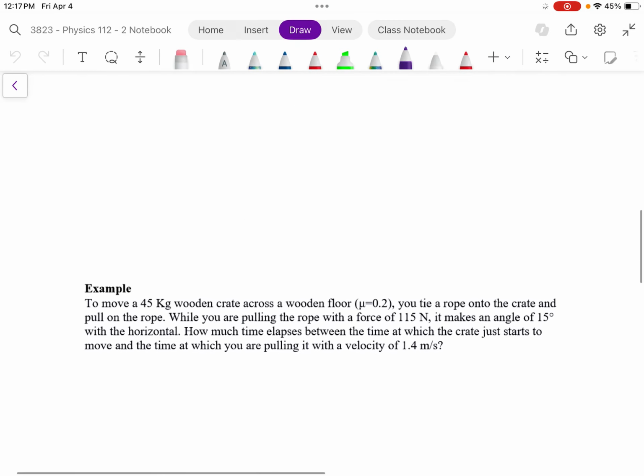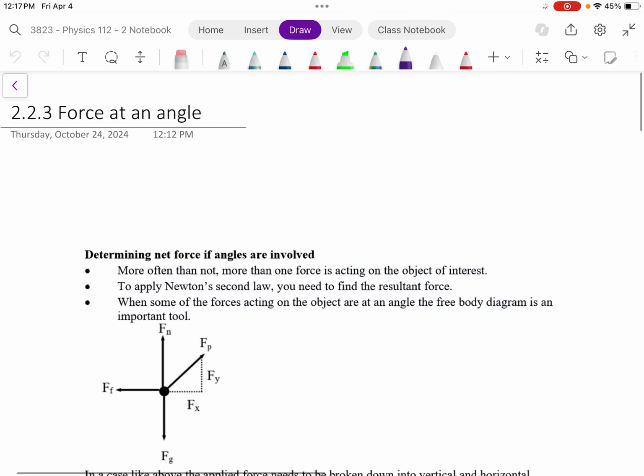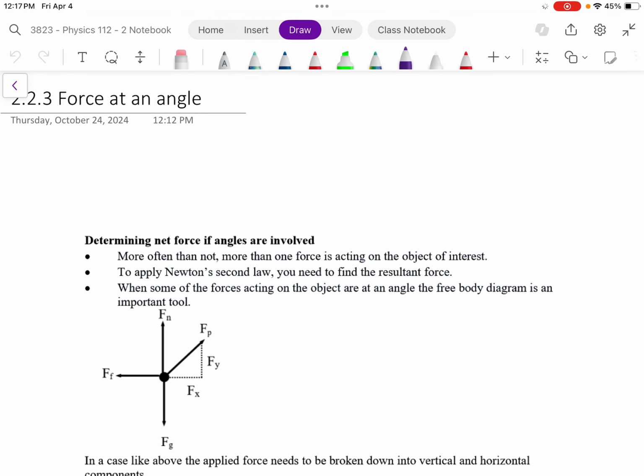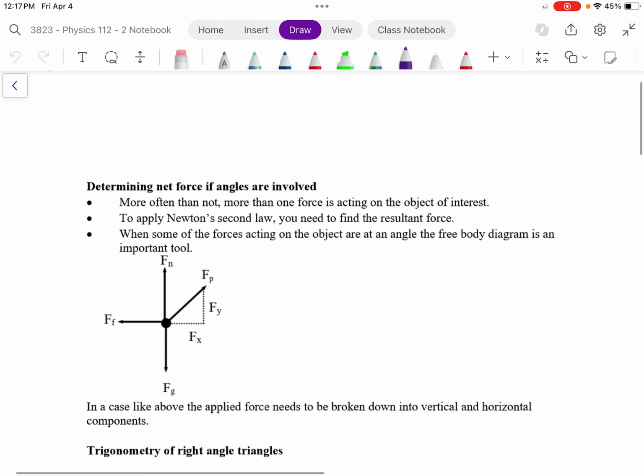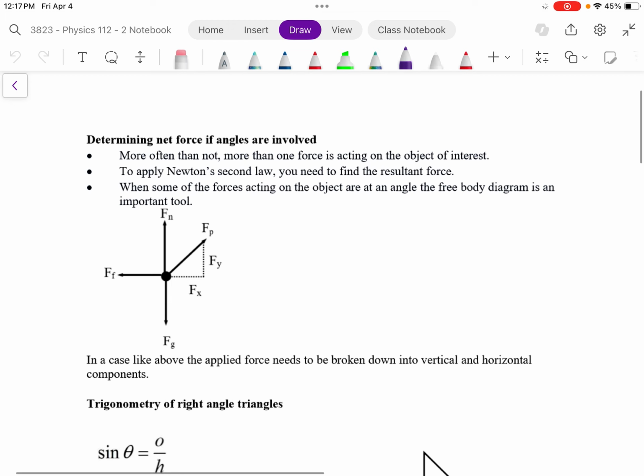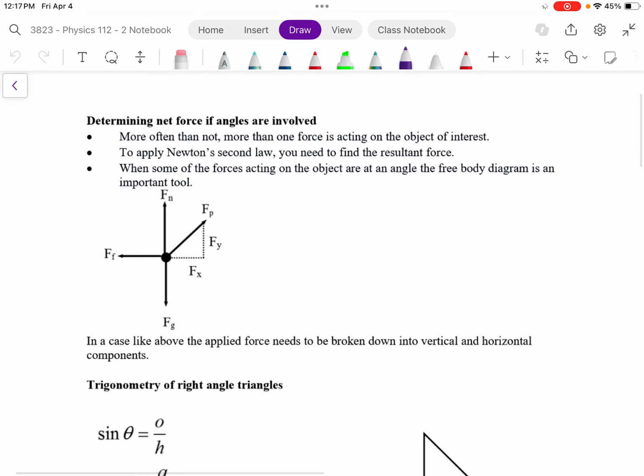All right, so today we are going to talk about force at an angle. We do it exactly the same as we've done all the questions up until this point. The only difference is that any force at an angle needs to be broken into its horizontal and vertical components. You're going to notice that any force at an angle, you can draw a right triangle to represent the vertical and horizontal components of that vector.